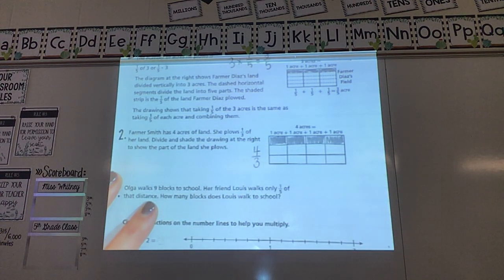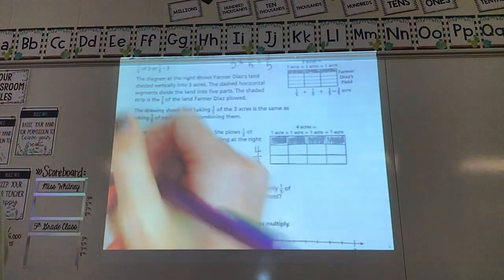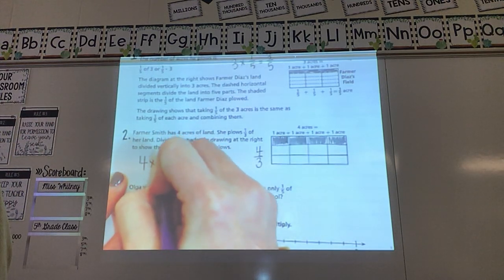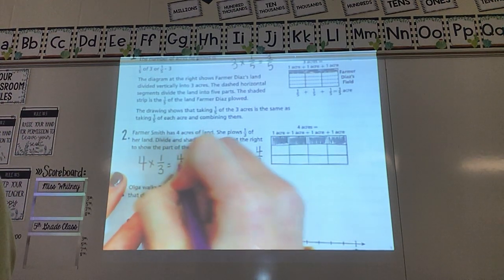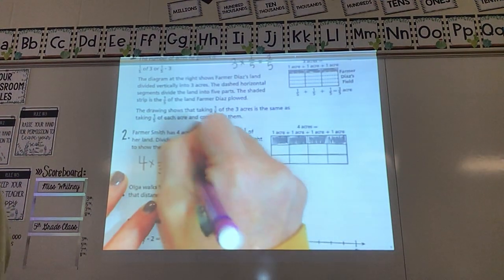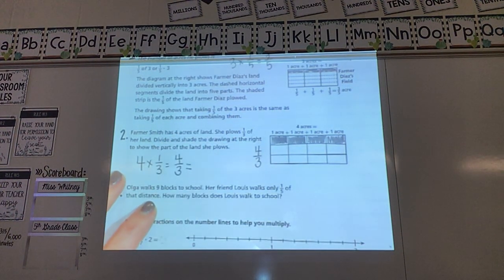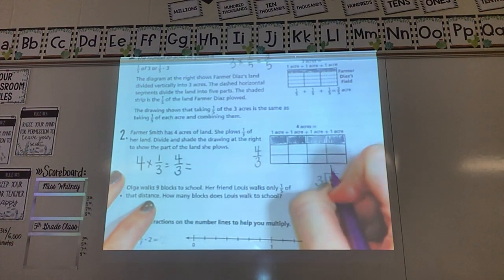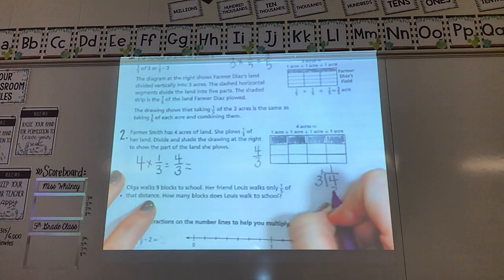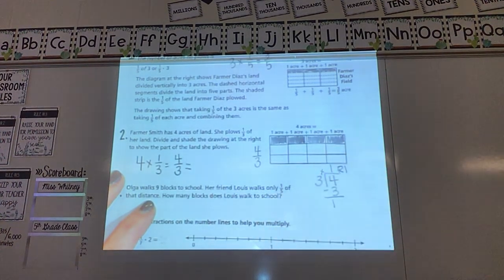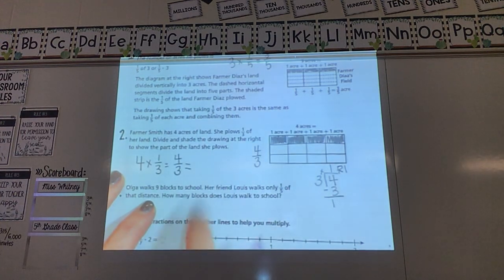Notice, I would get the same answer if I was doing what we were doing yesterday and just multiplying. 4 acres of land times 1/3, that would give me 4 thirds. Now, we can't leave 4 thirds like that. How do I fix that improper fraction? I'm going to divide. 4 divided by 3, that will go in there 1 time. 3 times 1 is 3, subtract. Ooh, I get a remainder of 1. So now I have to write that as my mixed number.